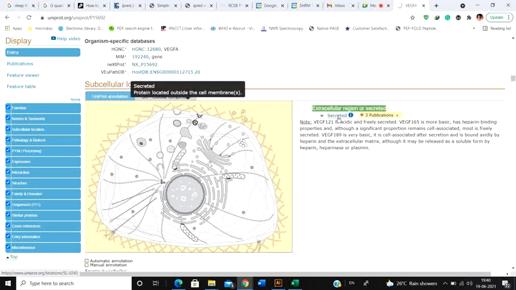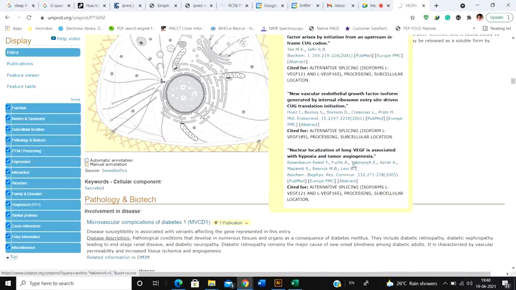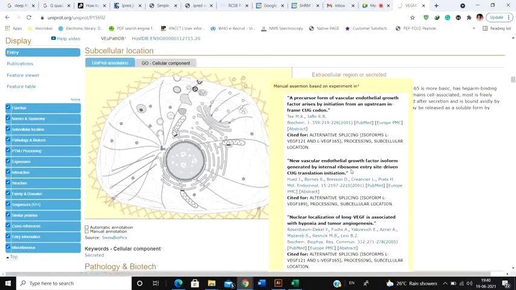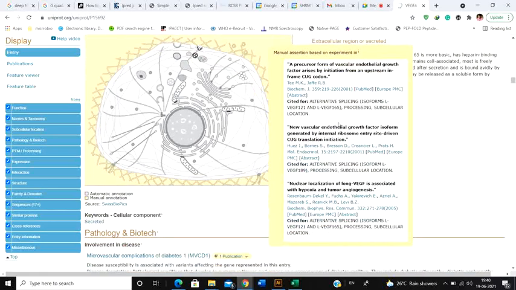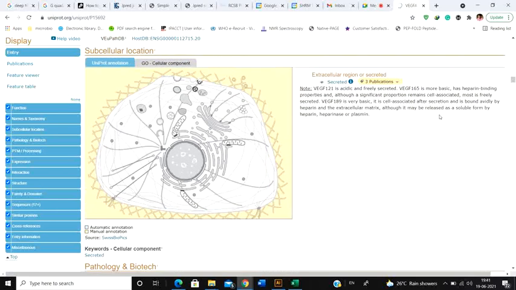And who has the proof? These three are the publications that actually prove that this molecule is a secreted protein. There are multiple papers regarding this, but these are the main papers. So you can simply click on this paper, save it, and search it in Google to know more about how they found out that this particular protein is a secreted protein.